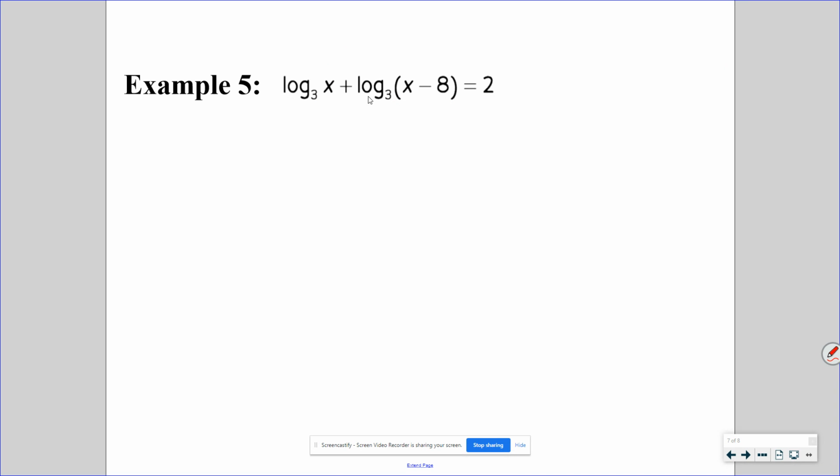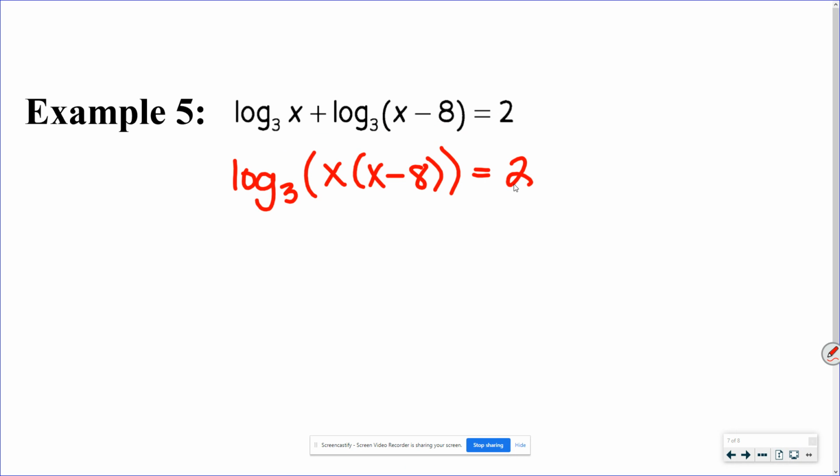Last example, number 5, we're going to be using properties again. So we're going to do the product rule here because I see a plus sign, and we're going to condense this back into a single logarithm. So that means that these two things will then be multiplying each other. It's a little different than the last time because I don't have a logarithm on both sides. So what you're going to do is something similar to example number 1, and rewrite this as an exponential equation. So take the base, make it the base, take the outside, make it the exponent, take the inside, and make it the other side. And while I'm at it, I'm going to go ahead and distribute this x.